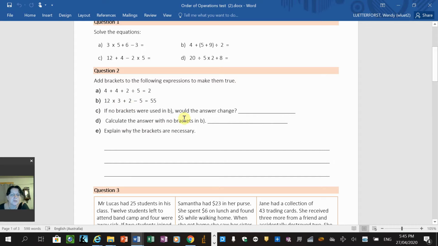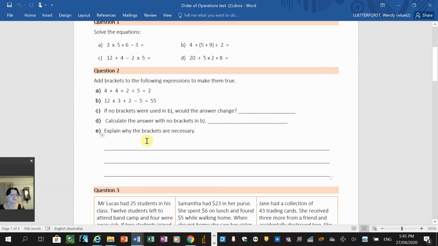If no brackets were used in B, would the answer change? So all you have to do is start from the left and go to the right and just work it out. Would the answer change? Calculate the answer with no brackets. So you start from this side, just do it all the way through and see if the answer changed. And then here, explain why the brackets are necessary. Why do we need that rule of BODMAS to get that correct answer?